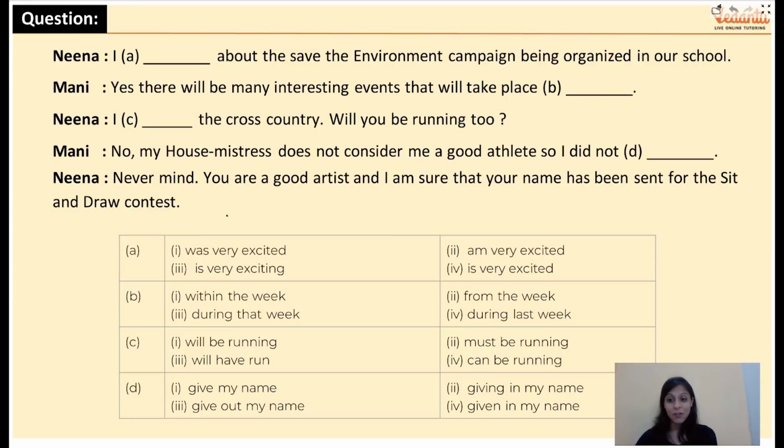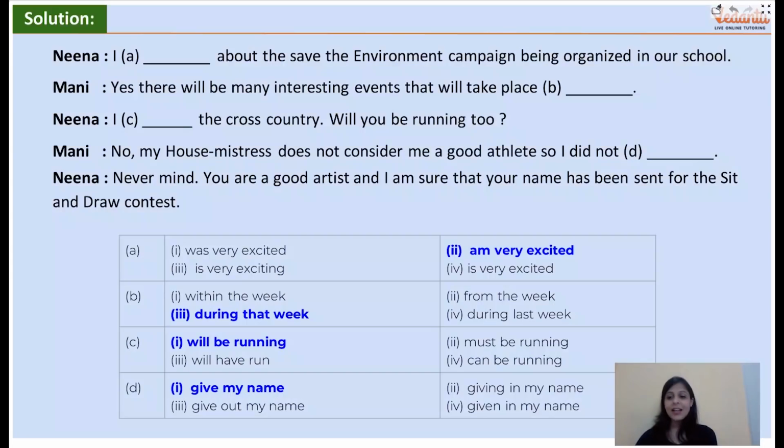Okay, so these are the options. I hope many of you have already answered a lot of them. So let's start with the answer round, which is right here. What is the answer to the first question?